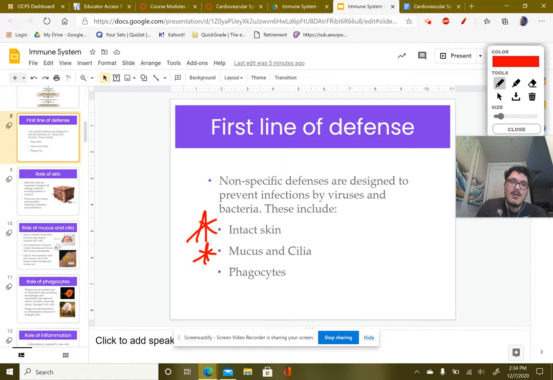And then finally, phagocytes. You may remember that prefix phago. We talked about that in the circulatory system. Phago refers to phagocytosis, which is basically this whole eating process.